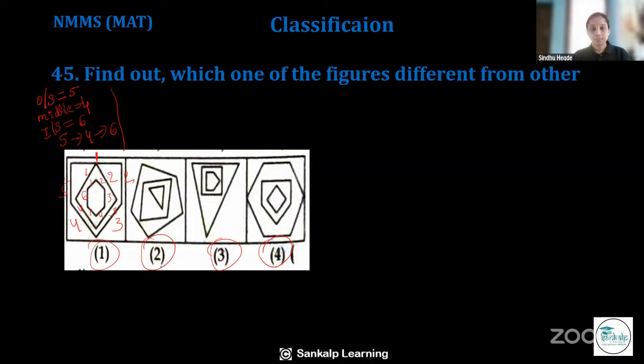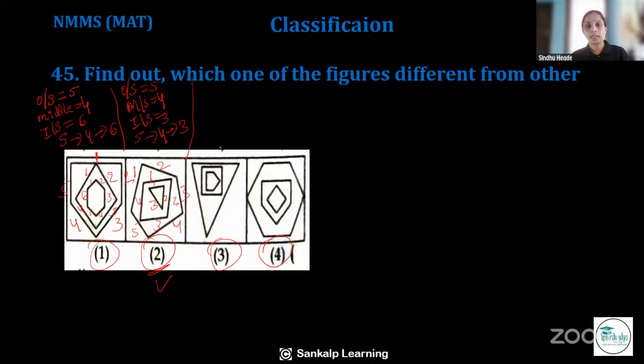Let me see the second. Outer side 1, 2, 3, 4 and 5. Outside is 5. The middle shape has 4 sides. And the inside shape has sides 1, 2 and 3. So 5, 4, 3, they decrease. They follow one common pattern, they decrease. Outside is greater than the middle and the middle is greater than the inside. One pattern follows.